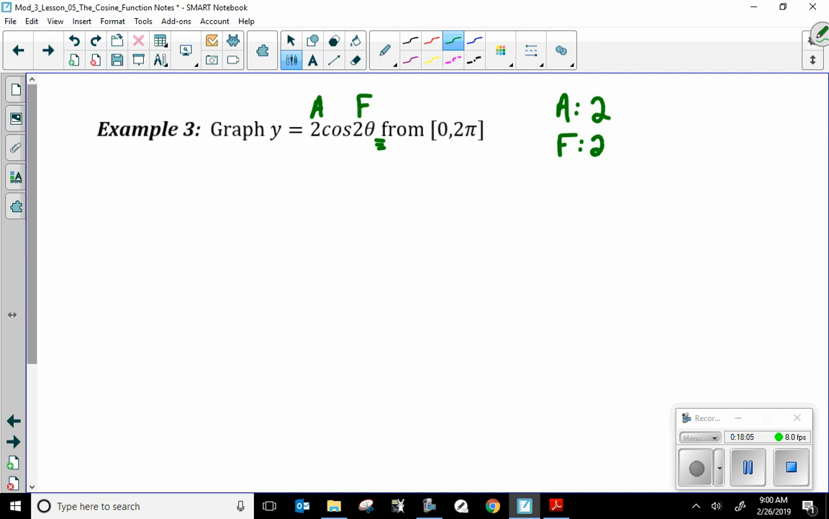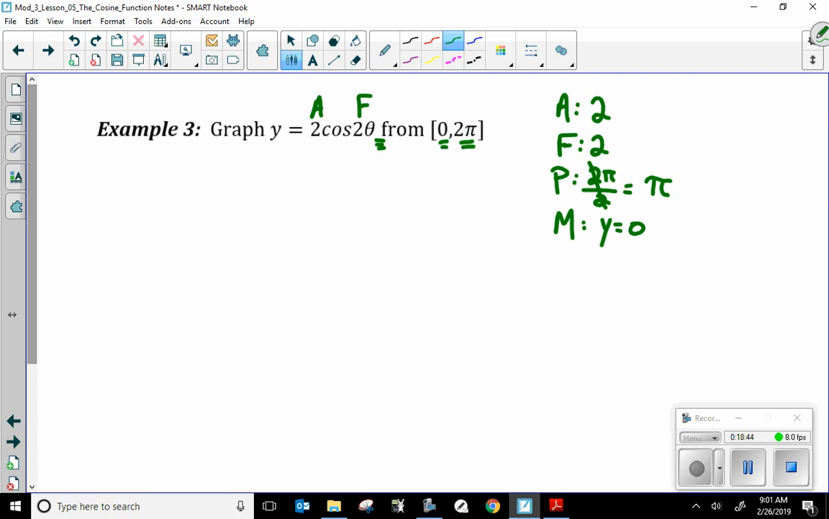My frequency is 2. For my period, they give me from 0 to 2 pi, so instead of 360, I'm going to use radians and use 2 pi. I take 2 pi and divide it by the frequency, which is 2. That means my period, or the length of one cycle, is pi, or 180 degrees, since the 2's cancel. My midline is still at y equals 0. There's no up or down movement, and this is not a vertical flip.